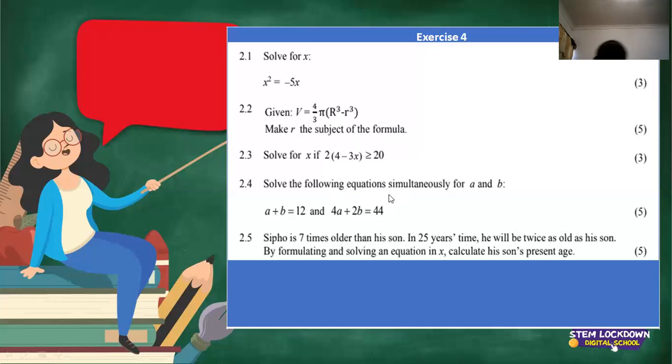20 minus 8 gives us 12. So basically, negative 6x is greater than or equal to 12. And then we divide both sides by negative 6. Whenever you divide by a negative value, you reverse the sign.